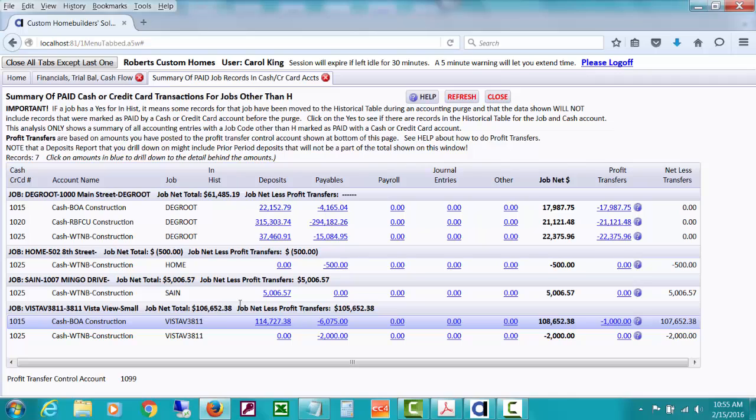Which would be different maybe than whatever you do for an income statement. This is actually just tracking cash, how much is in that account for that.